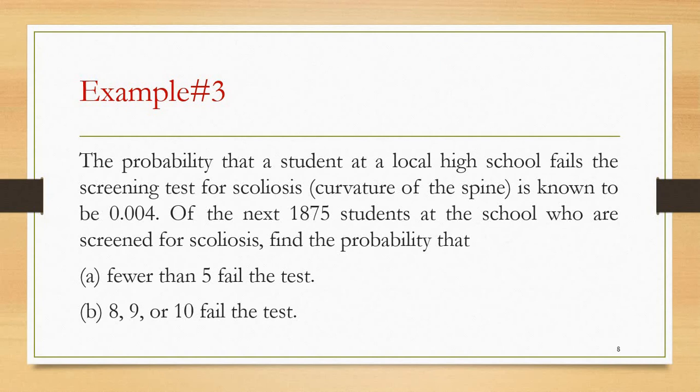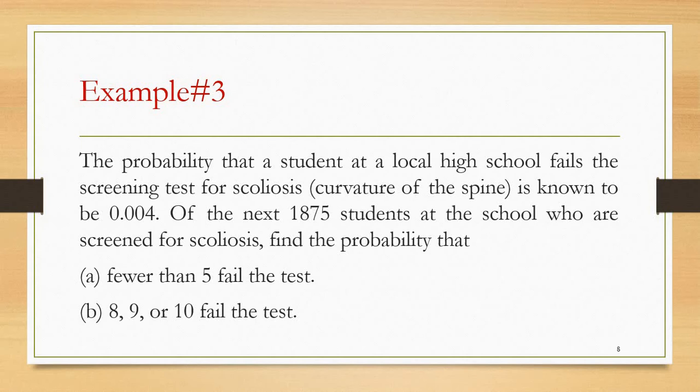Example number 3: the probability that a student at a local high school fails the screening test for scoliosis, which is the curvature of the spine, is known to be 0.004. Of the next 1,875 students at the school who are screened for scoliosis, find the probability that fewer than 5 fail the test.